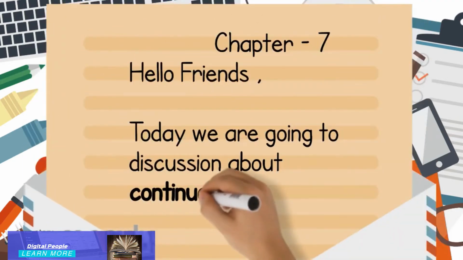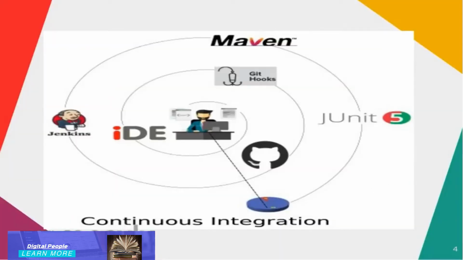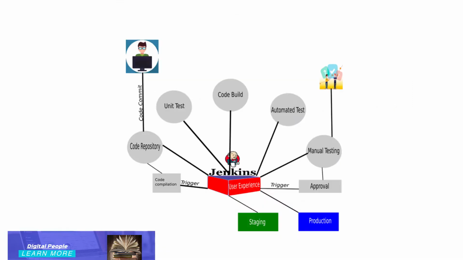Chapter 7. Hello friends. Today we are going to discuss continuous integration. Implementing continuous integration. Continuous integration is the process of automating the build and deployment process. This process encourages the developer to publish the code on the repository tool to confirm the code.